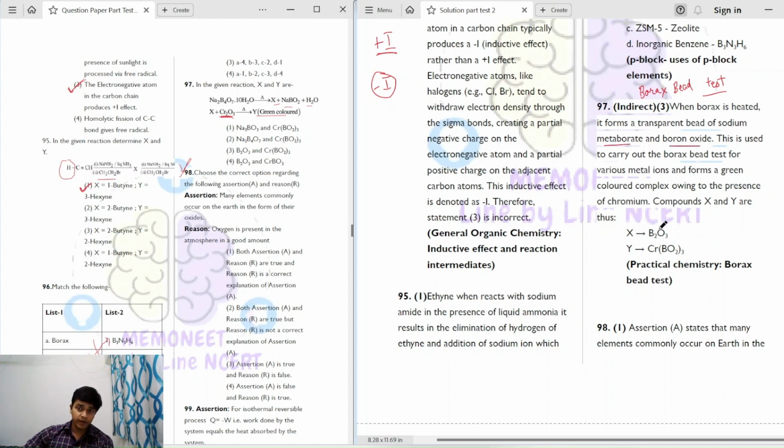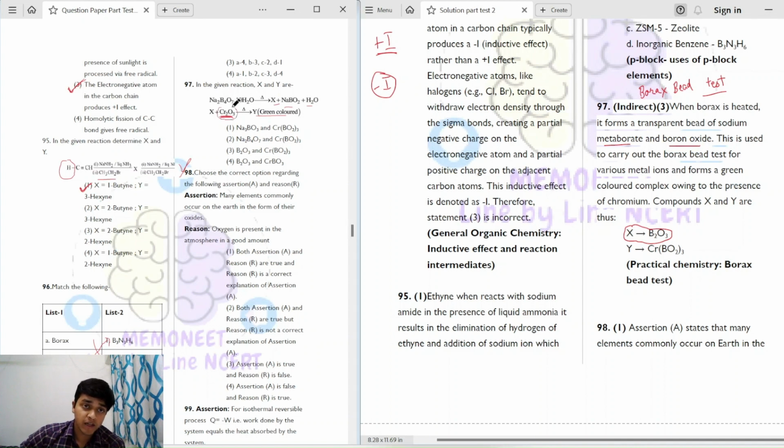It is a transparent bead. So X becomes B2O3, which is boron oxide, right? And when boron oxide is heated with the chromium trioxide, it forms a green colored complex, which is Cr(BO2)3. Okay, so this is green in color because of the chromium 3 plus present, right? So the correct answer will be option 3, because B2O3 is X and Cr(BO2)3 is Y.